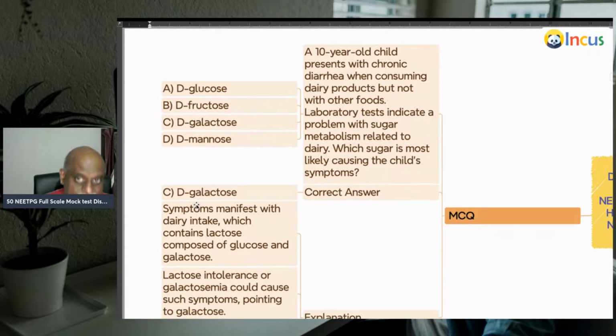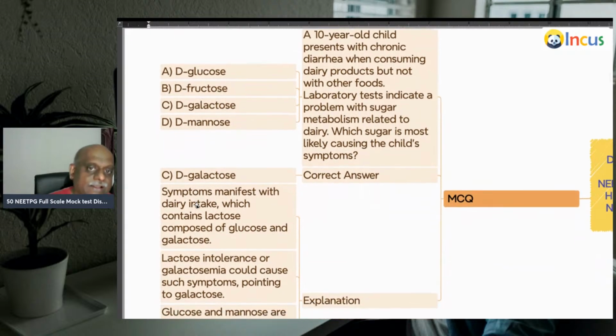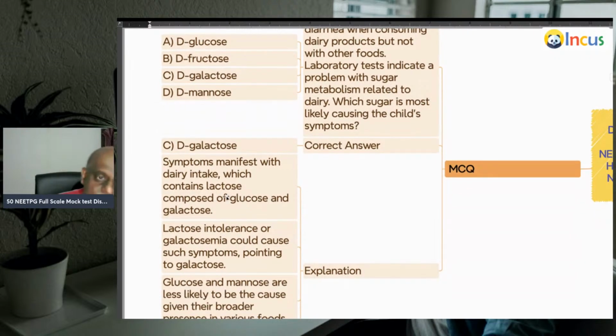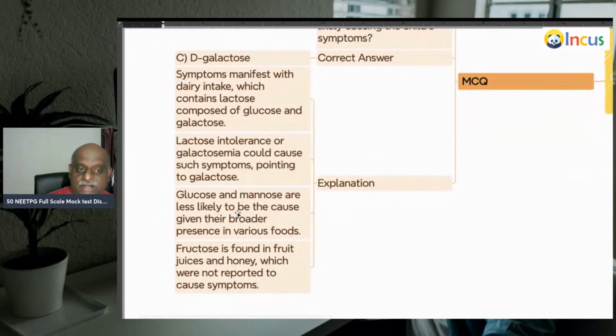10-year-old child with chronic diarrhea while consuming the dairy products but not with the other foods. There is a problem in sugar metabolism. Which sugar is likely responsible? So typically milk contains lactose, which is composed of glucose and galactose is what you need to remember.